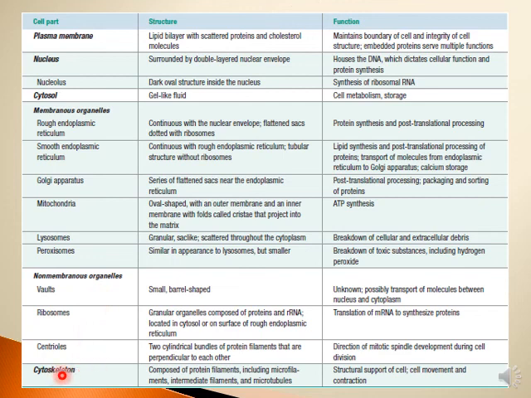And don't forget the cytoskeletal proteins that are very important in providing structural support to the cell, and they help in cell movement and contraction.